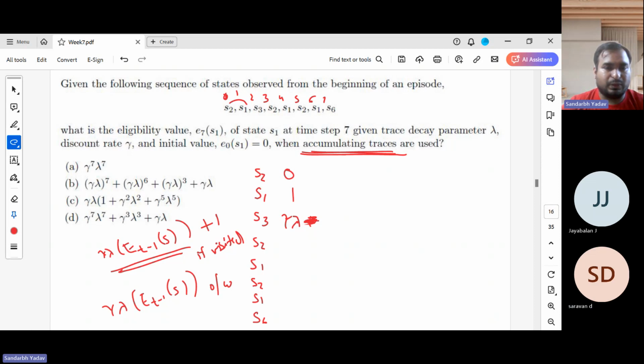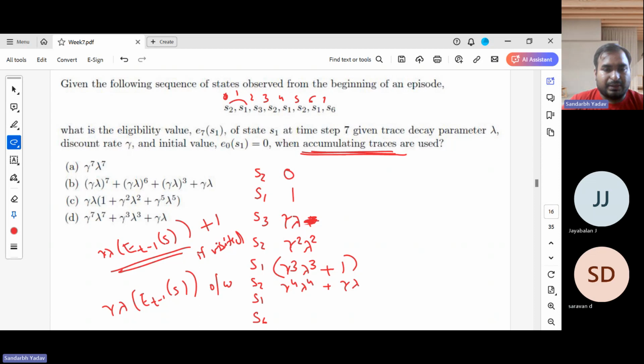Now again we go to S2, it will again decay, so it will become gamma square lambda square, right? Now we are moving to S1. So first decay, gamma cube, lambda cube, and then add this one. Okay, so now this is our eligibility. Now we are moving to S2. Moving to S2 basically means that it will decay but won't increment. So we simply multiply with gamma and lambda. So now gamma 4, lambda 4 plus gamma lambda. So this will be our eligibility, right?